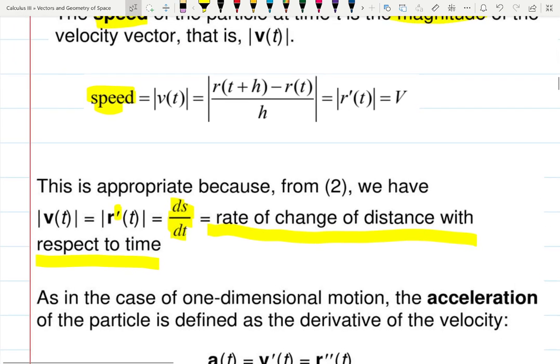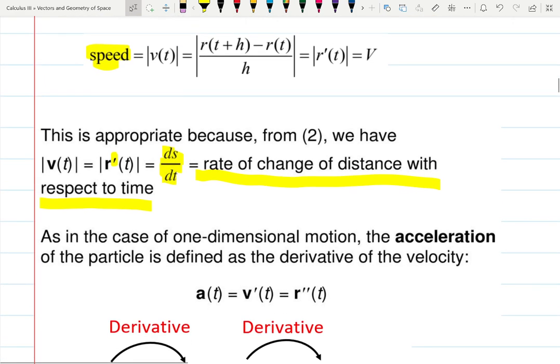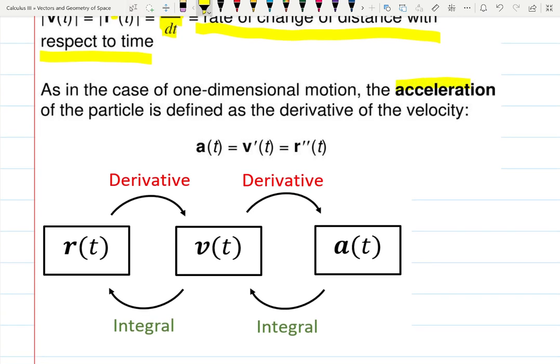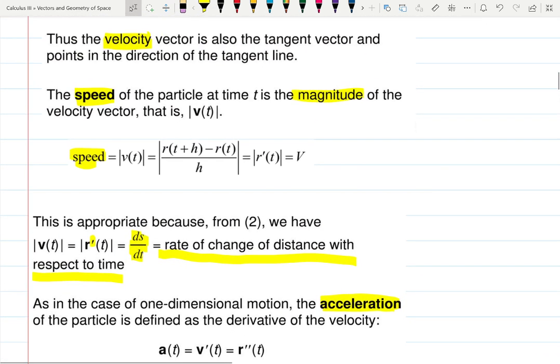As in the case of one-dimensional motion, there is acceleration. How do we figure out acceleration? Remember this. Acceleration is the derivative of velocity. So a equals v prime, and v prime equals r double prime. So differentiating r gives you velocity, differentiating v gives you acceleration. Integrating a gives you velocity back, and integrating v gives you r. What's after a? Does this make sense for now?